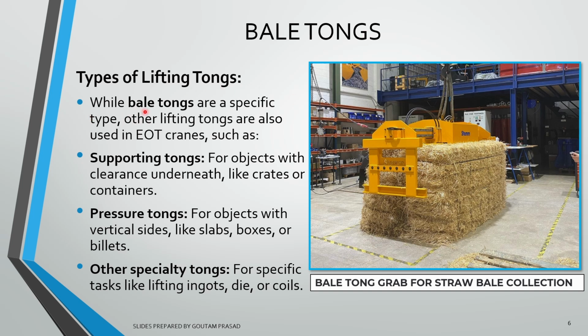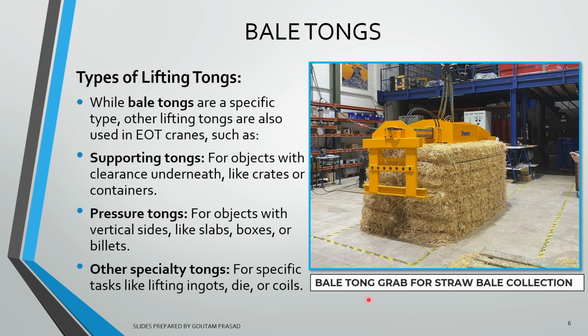While bale tongs are a specific type, other lifting tongs are also used in the EOT cranes, such as supporting tongs for objects with clearance underneath, like crates and containers, and pressure tongs for objects with vertical sides, like slabs, boxes, and billets. So pressure tongs are utilized to exert pressure on the material so that it does not slip, and other specialty tongs for specific tasks like lifting ingots, dies, and coils.